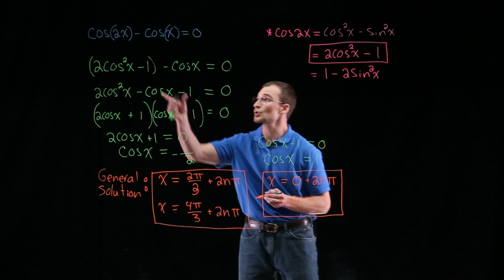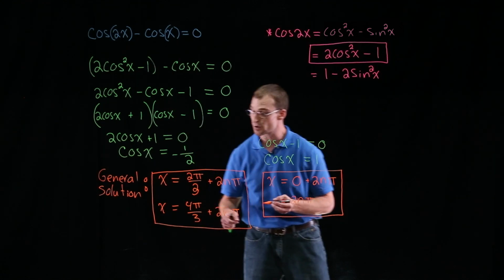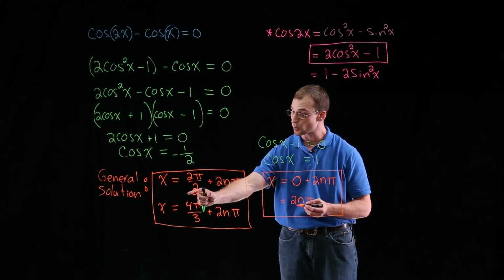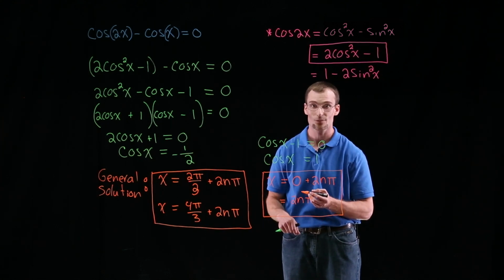So in solving the equation cosine of 2x minus cosine x equal to 0, we get the general solutions x equals 2 pi over 3 plus 2n pi, x equals 4 pi over 3 plus 2n pi, and x equals just 2n pi. Thank you very much.